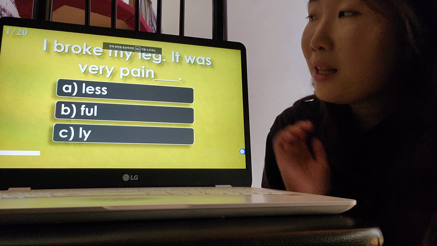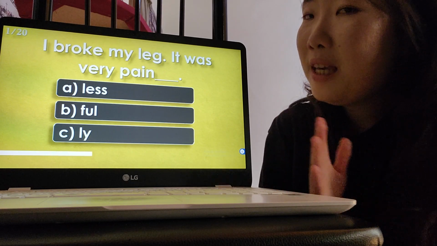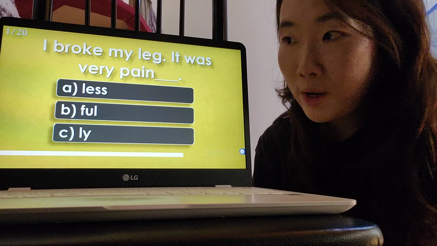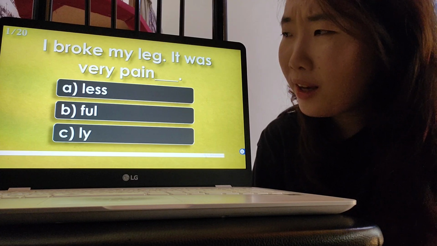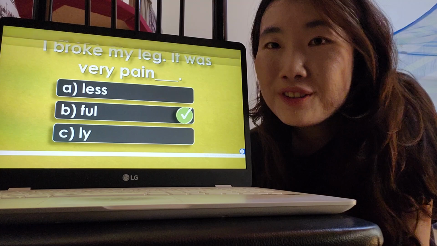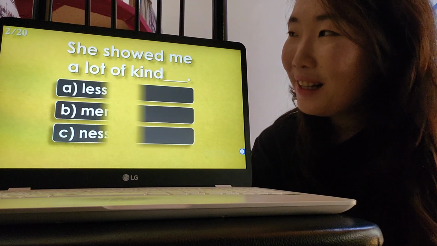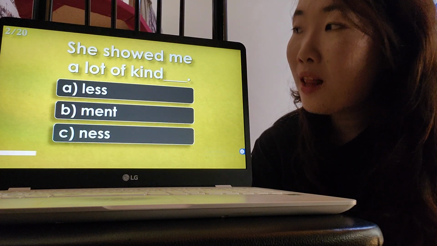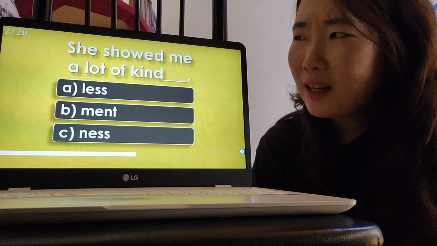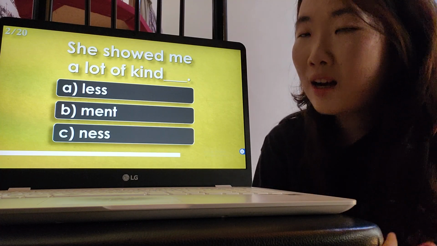So I broke my leg. It was very pain. Do I say painless, painful, or painly? We choose one. What do you think? The answer is painful, okay? The second one, she showed me a lot of kind blank. Is it kindness, kindment, or kindful?